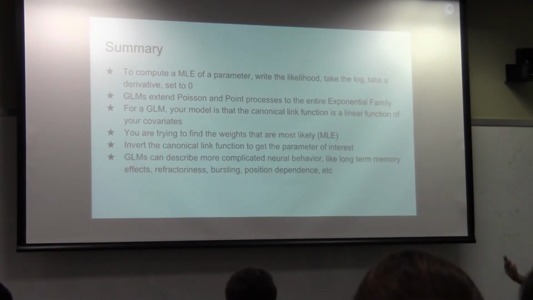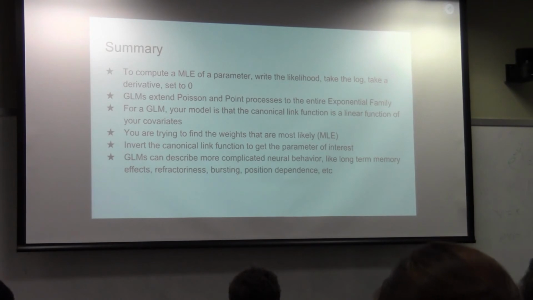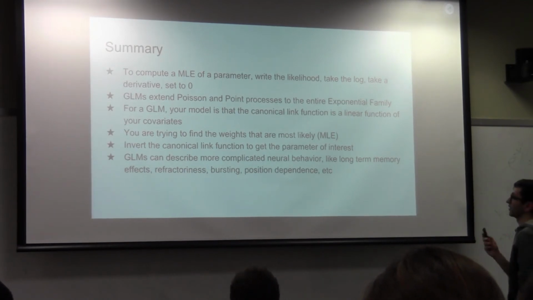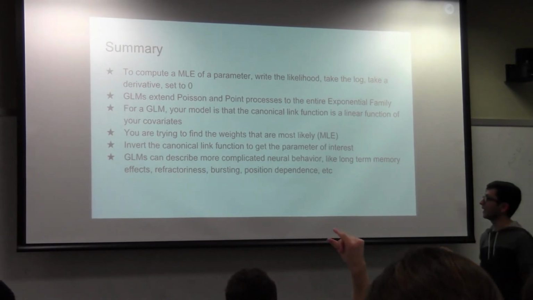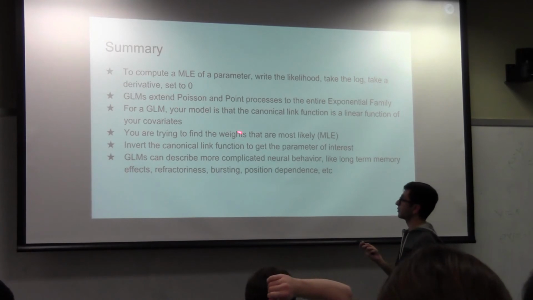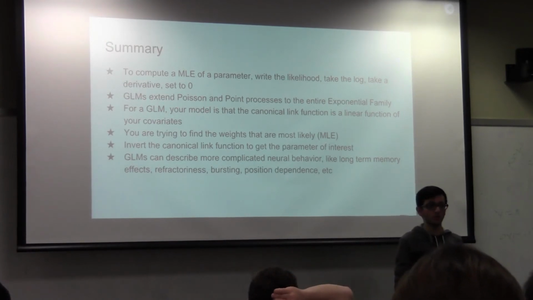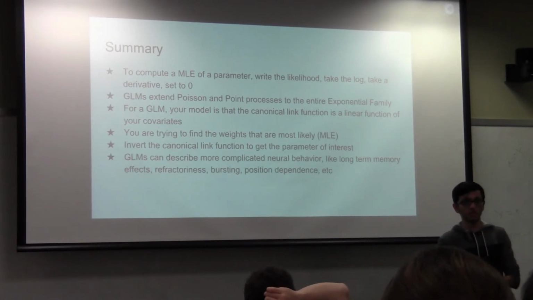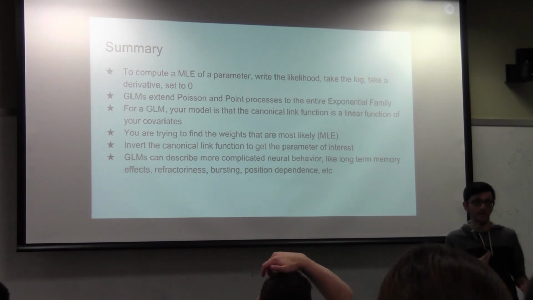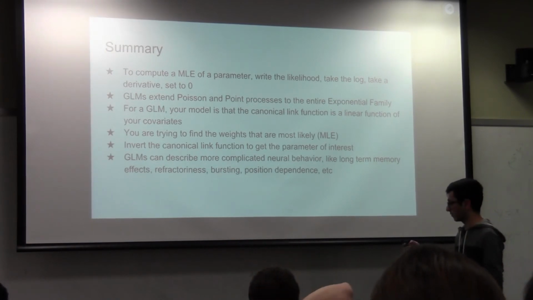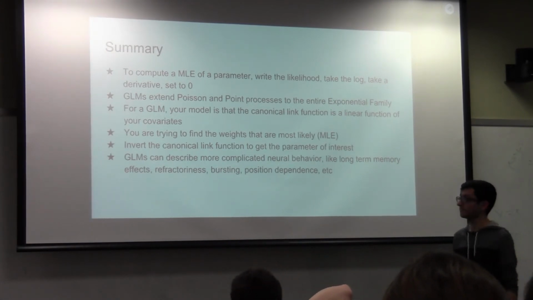So just to go over a whirlwind of GLMs. First, I talked about computing an MLE. So you write down the likelihood, take the log, take a derivative, set it to 0. Then we know that GLMs extend Poisson and point processes. Normally, when you deal with Poisson distributions, the number of events in a bin is Poisson distributed. Now you can have beta, you can have Gaussian, any distribution that you want to fit.